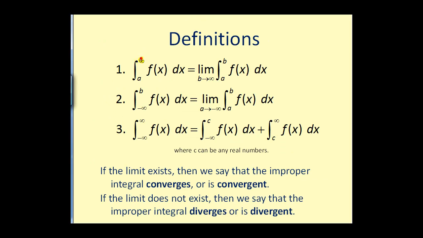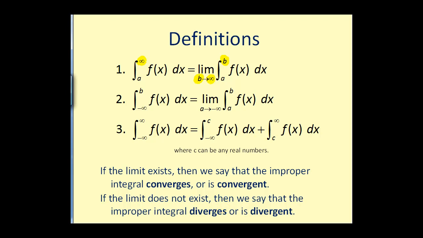Notice how this improper integral has an upper limit of infinity. We replace that with b, and then we take the limit of the definite integral as b approaches positive infinity. We could also have a lower limit of negative infinity, and we could also have both negative infinity and positive infinity as a lower and upper limit. If the limit exists, we say that the improper integral converges or is convergent. If the limit does not exist, then we say the improper integral diverges or is divergent.